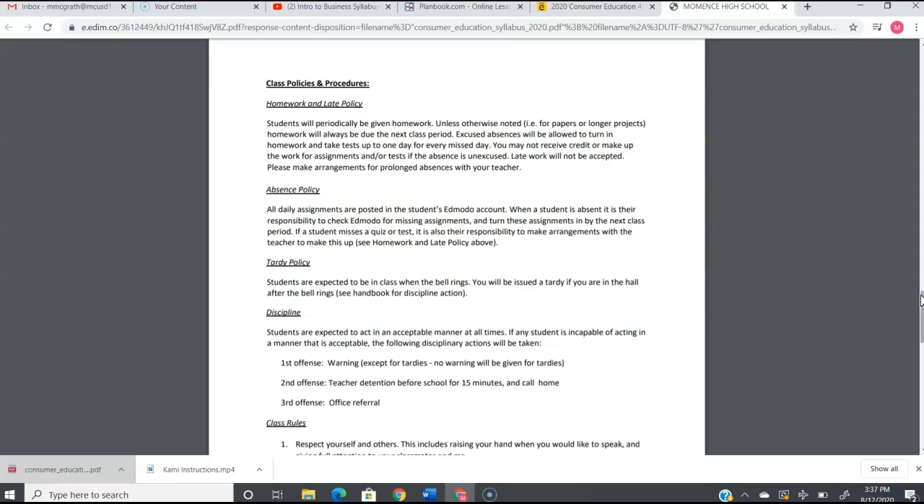All right, absence policy. All daily assignments are posted in the student's Edmodo account. When a student is absent, it is their responsibility to check Edmodo. I'm not going to be chasing you around telling you you have an assignment due. You can see what's posted on Edmodo. And then you need to turn those in by the next class period. If you miss a quiz or test, it's also your responsibility to make arrangements with the teacher to make this up.